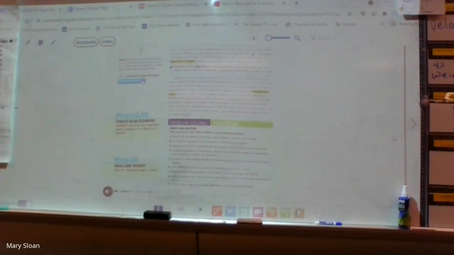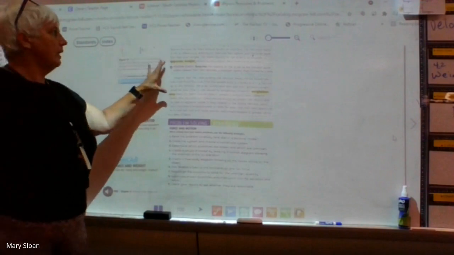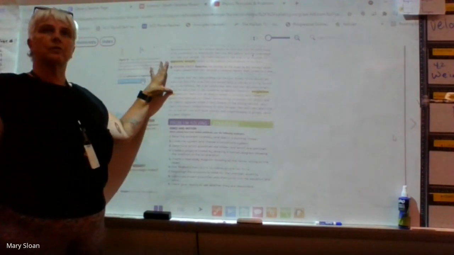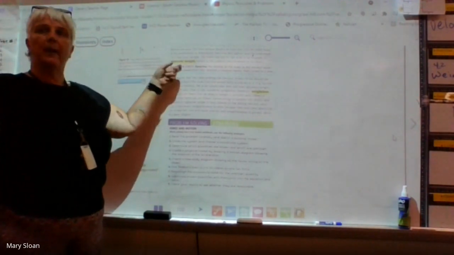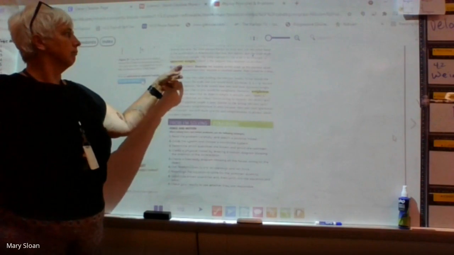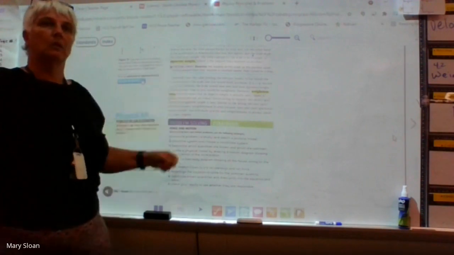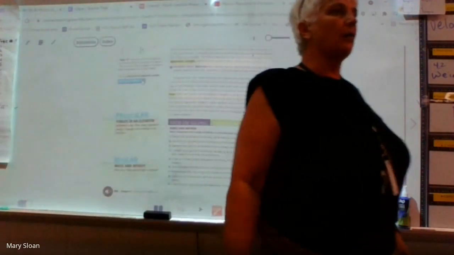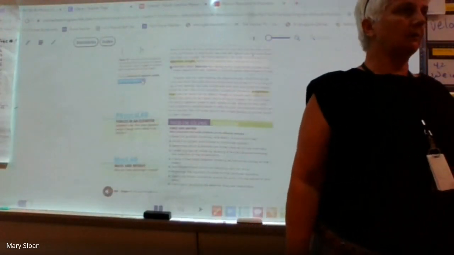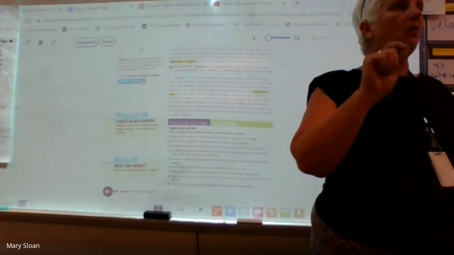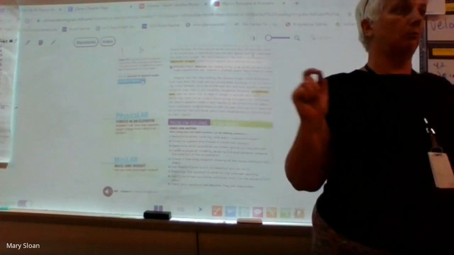Apparent weight and weightlessness. What is the difference between those? What is apparent weight? Scale. When you step on a scale, that's your apparent weight, right? So write apparent weight equals scale.